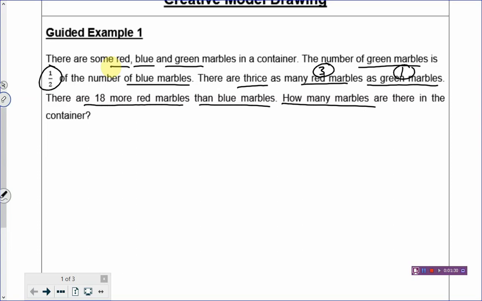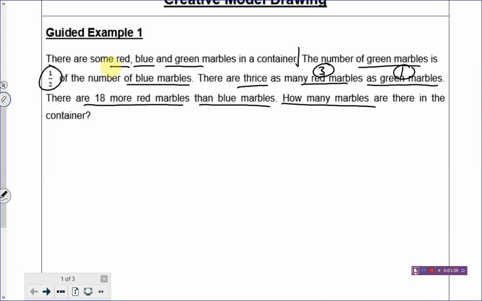Alright, you can see it looks complicated. So if you ask me, what's the first step? I won't be able to tell you the first step, second step, and so on. But I can show you how to draw. And then after drawing, we see what to do. Now, so there are some red, blue, and green in the container. So is there enough information to tell me how to draw the model? There's not enough information, so I have to skip and go to the next sentence, because there's nothing much I can draw by looking at the first sentence.